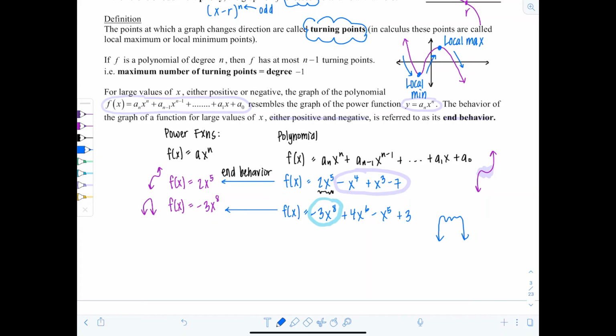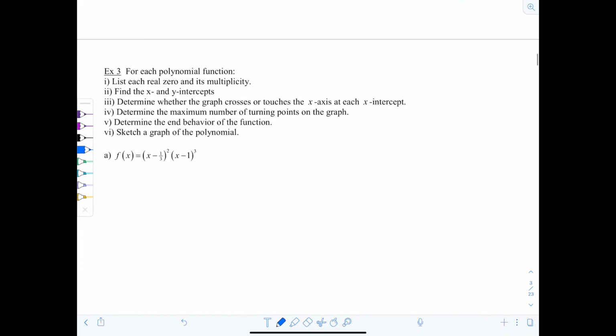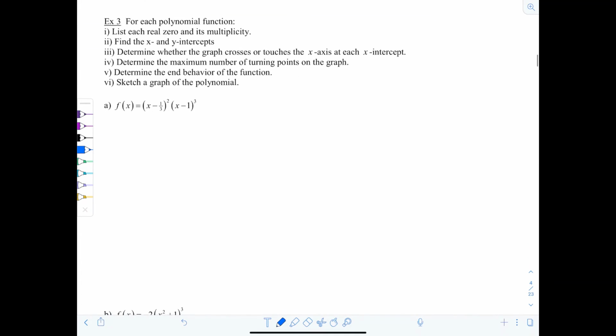So here we're going to look at some examples now to wrap up everything and put it all together. For each of the polynomial functions we're going to look at here, we're going to list the real zeros and their multiplicity. Then we're going to find the x and y intercepts, determine whether the graph crosses or touches the x-axis at each x-intercept. Then determine the maximum number of turning points on the graph, determine the end behavior of the polynomial, and then sketch a graph of the polynomial. All right, here we go.